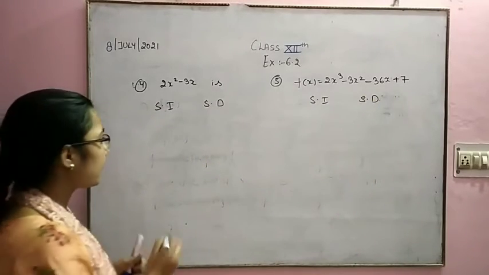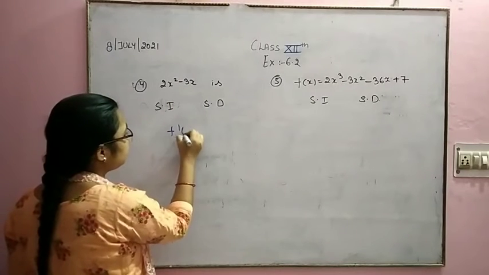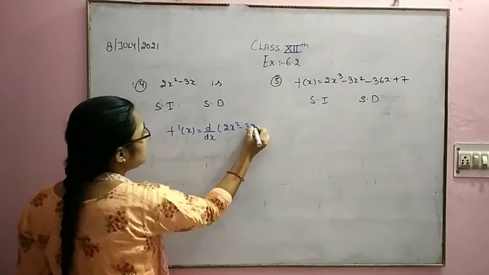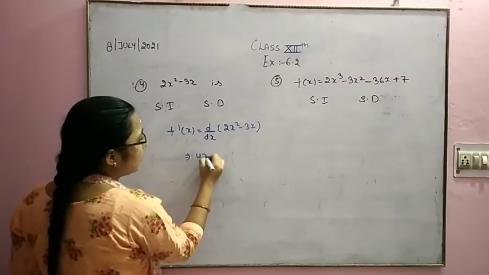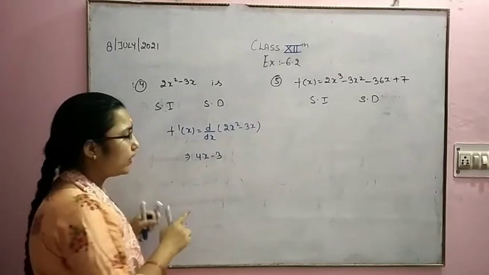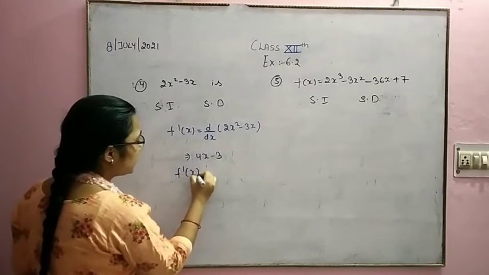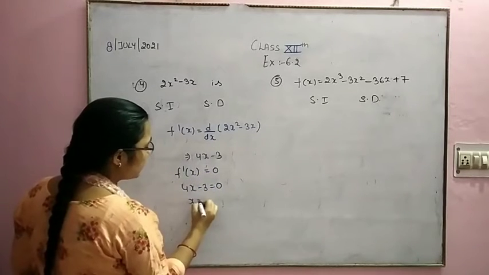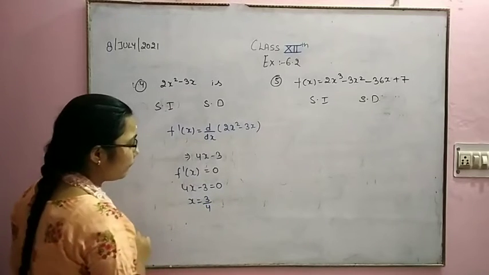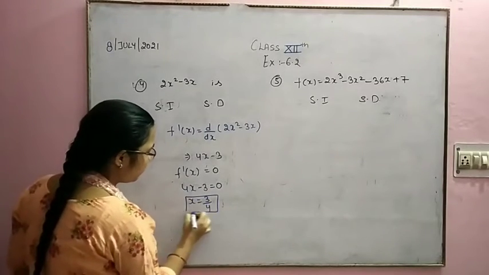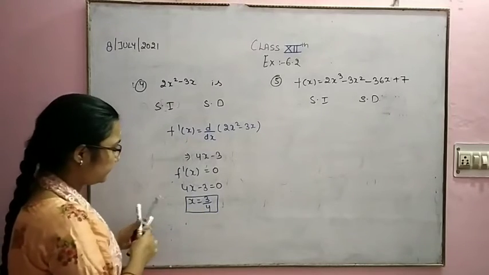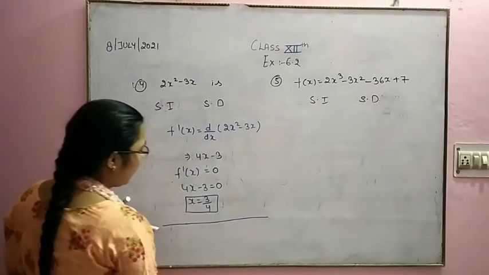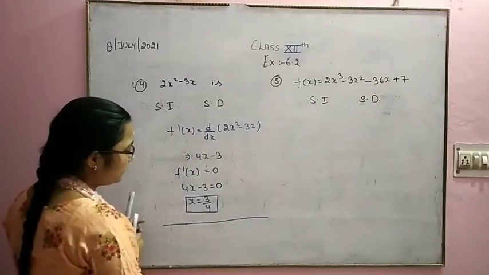So firstly, differentiate the given function. F dash x is dy by dx of 2x square minus 3x. We get 4x minus 3. Then equate this derivative equal to 0. We get 4x minus 3 equals 0. That means x equals 3 by 4. Correct? Now draw a number line and locate 3/4 on the number line.